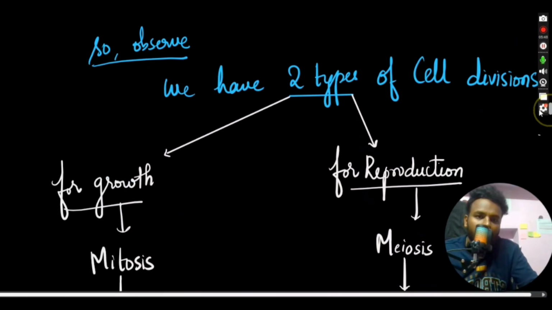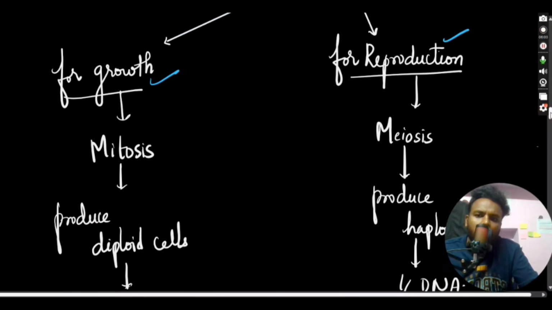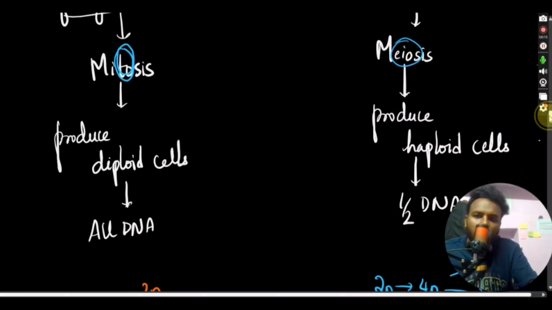It's called zygote. So observe, we have two types of cell divisions. I told you cell division primarily happens for two reasons. One is for growth, another one is for reproduction. If it is for growth, it is called mitosis. For reproduction, it is called meiosis. Okay. So for growth, it is called mitosis, and for reproduction, it is called meiosis.